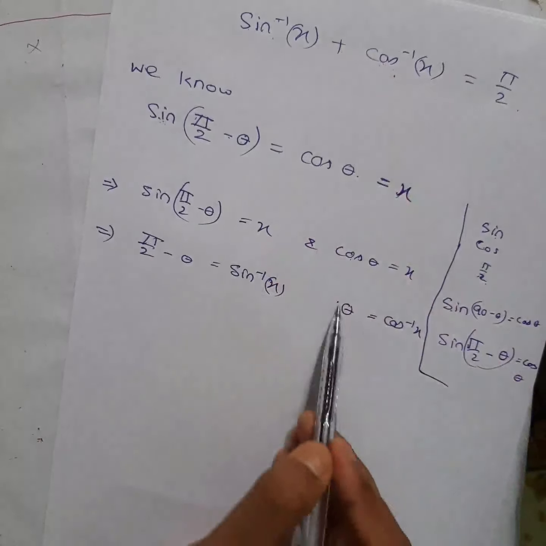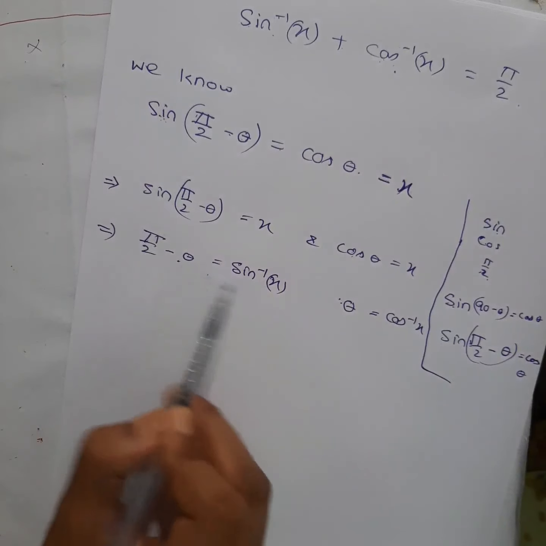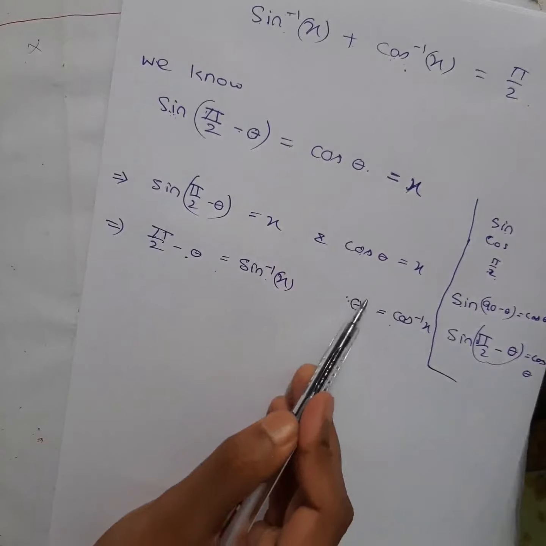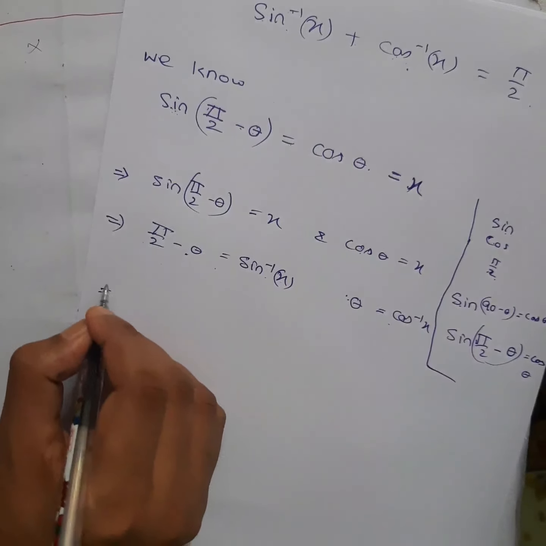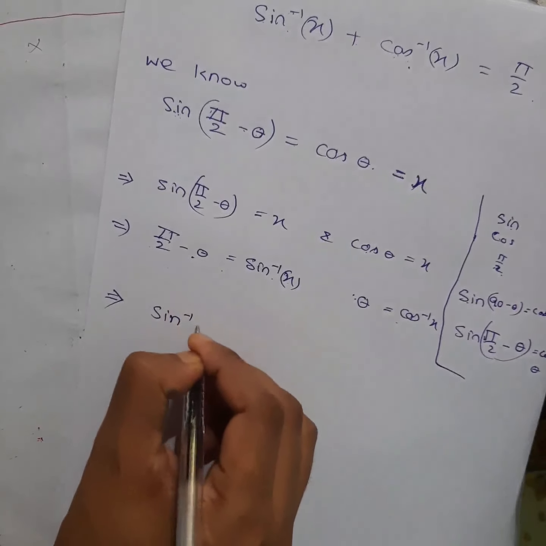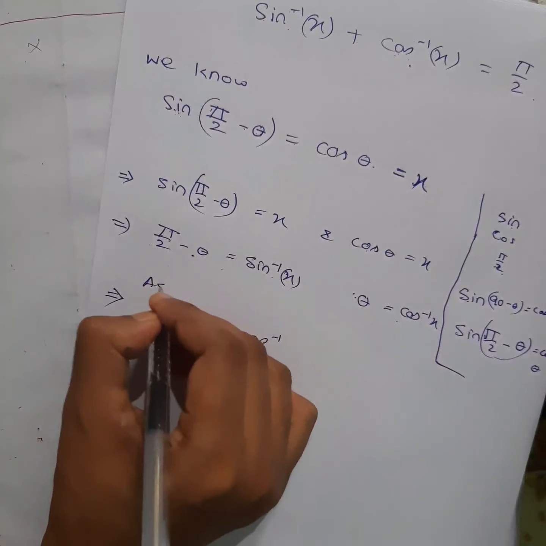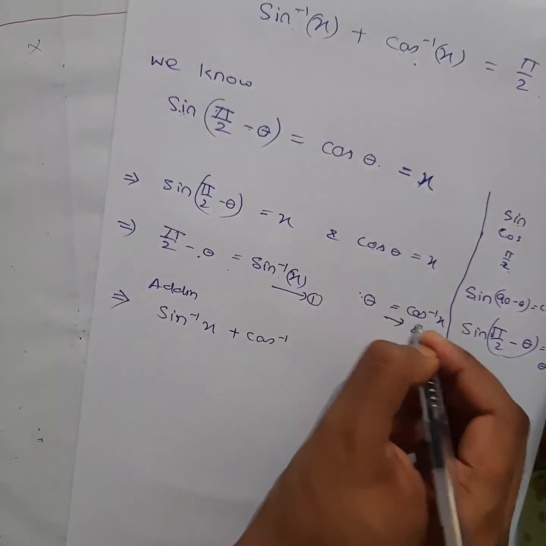Now in the proof I don't need theta, right? So can I add these two? If you add this one and this one, you get sine inverse x plus cos inverse x on the right side, theta will get cancelled, and you get pi by 2 on the left side. Very simple proof, right? So I will add these two. Mark this as 1 and this as 2.